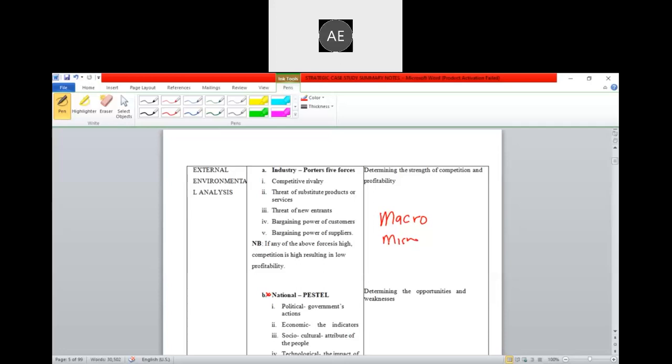In analyzing the industry, we have a model. So the appropriate model used to analyze the industry is what? The Porter's five forces. The Porter's five forces is used to determine the strength of competition, as well as the profitability. So the main purpose of analyzing the industry is to determine the competition in the industry. And the competition in the industry will affect the profitability there, hence making the market or the industry attractive or unattractive.